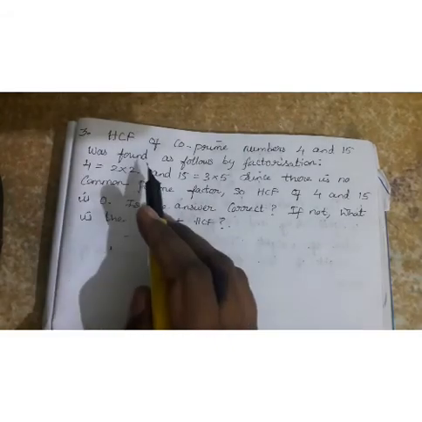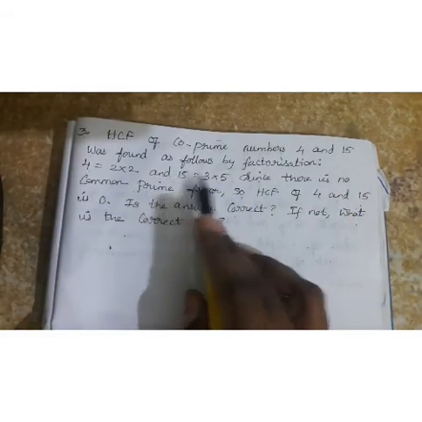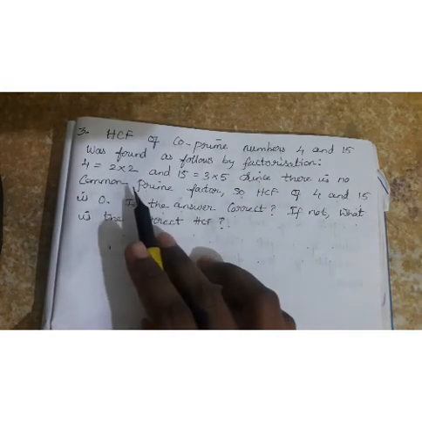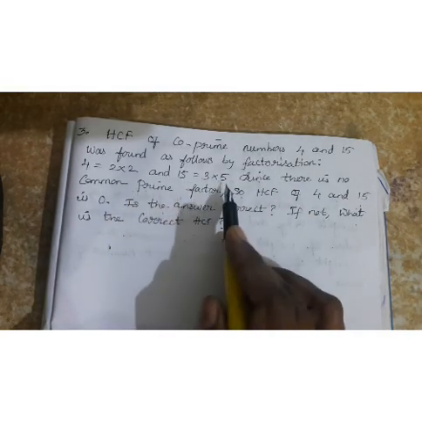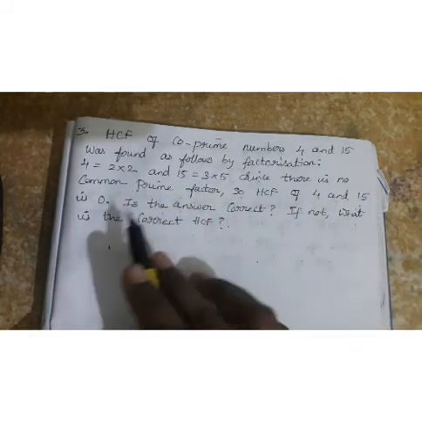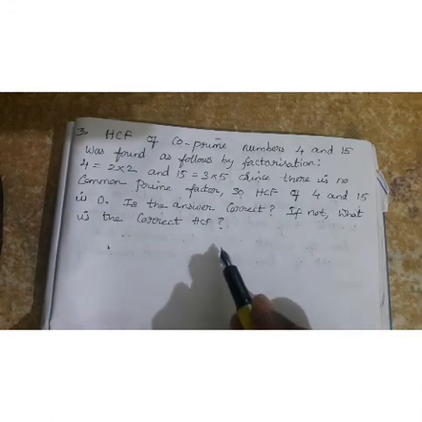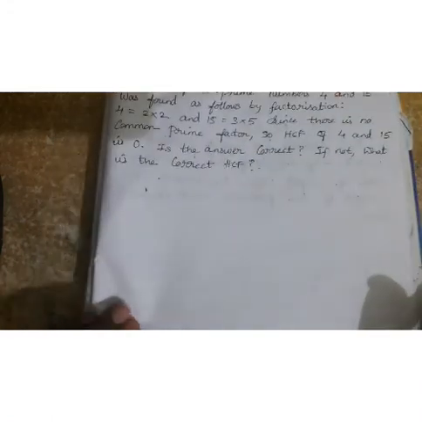Question number 3. HCF of co-prime numbers 4 and 15 was found as follows by factorization. 4 is equal to 2 into 2 and 15 is equal to 3 into 5. Since there is no common prime factor, so HCF of 4 and 15 is 0. Is the answer correct? If not, what is the correct HCF? Let's see the solution.